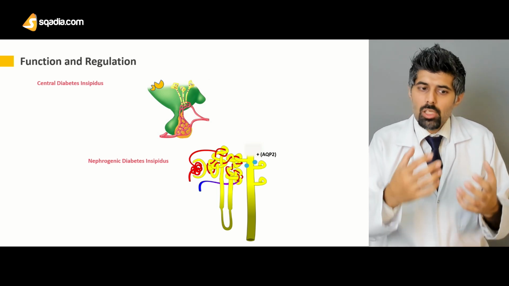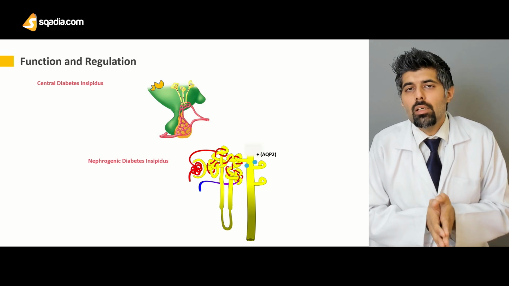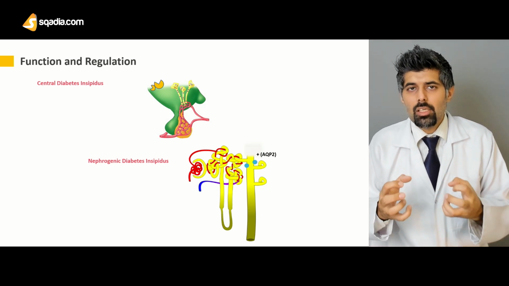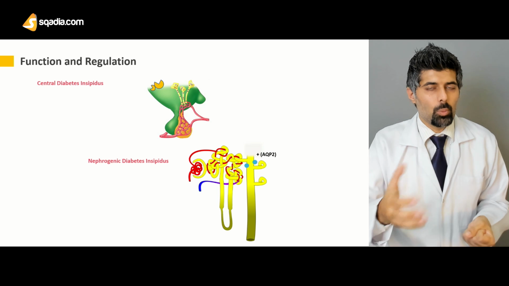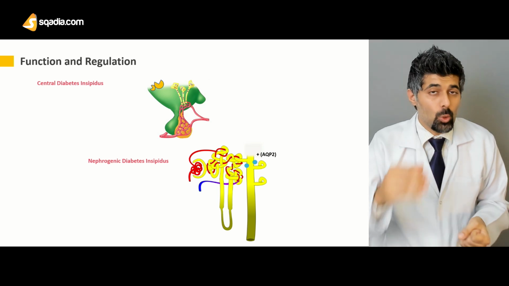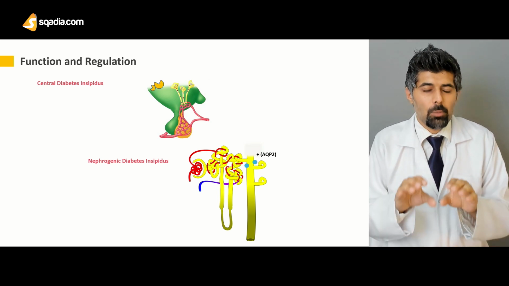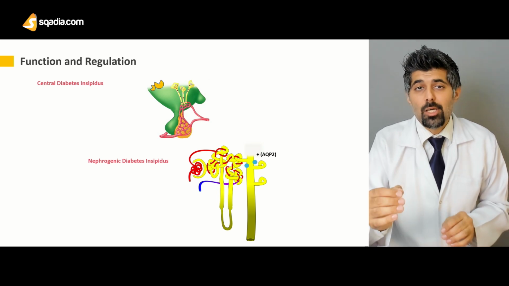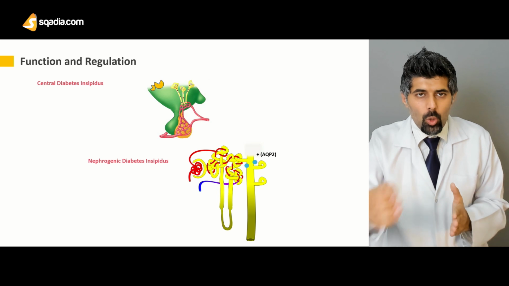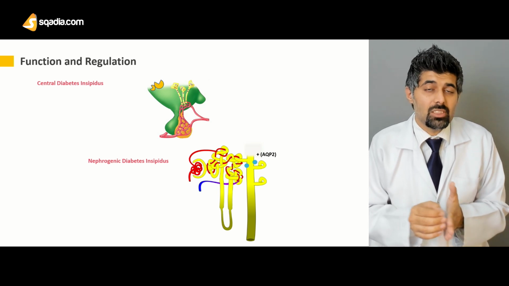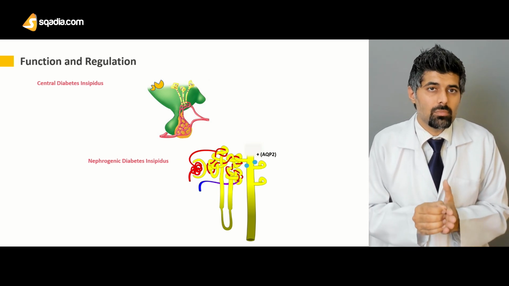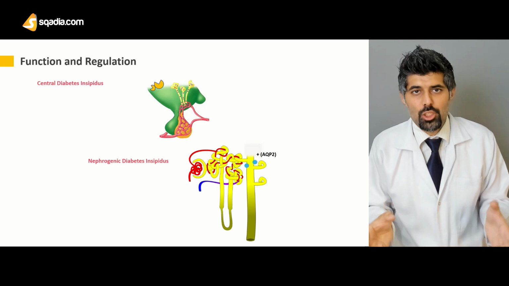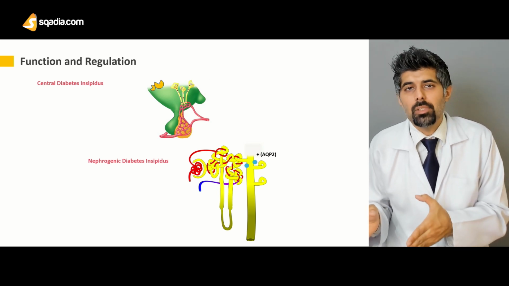Now, in the case of nephrogenic diabetes insipidus, there can be both a normal amount of ADH or a low amount of ADH, but the important thing at this point is that in nephrogenic, the expression of the ADH on those hormone receptors is decreased. So that is nephrogenic diabetes insipidus.